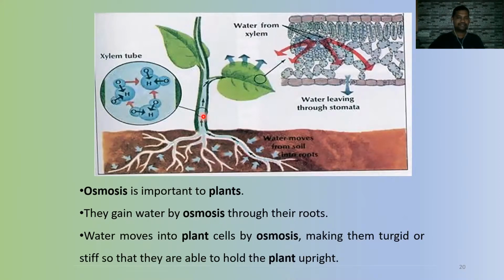It is entering, and then it is reaching the leaves. Okay. So why is osmosis important for plants? Because the roots are able to gain water by osmosis. पहले imbibition होगा. After that will be osmosis.